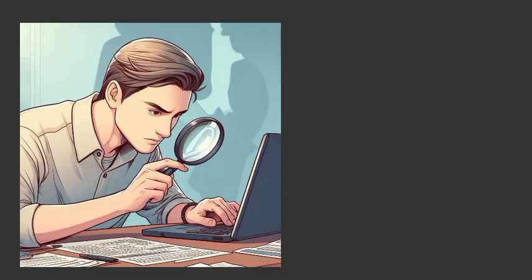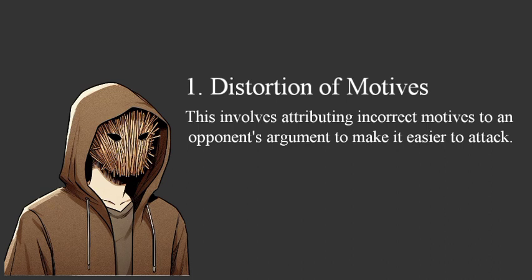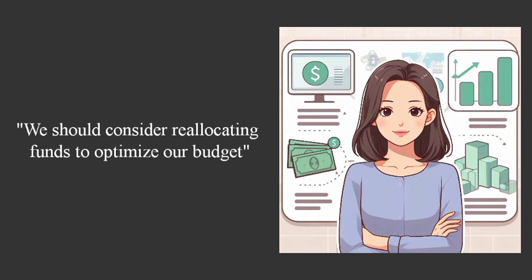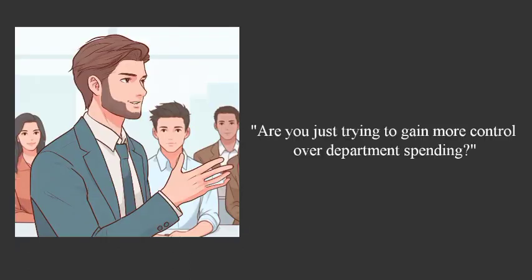Now that we've seen how the strawman fallacy operates through exaggeration, let's explore other instances where we can spot this misleading tactic in action. 1. Distortion of motives. This involves attributing incorrect motives to an opponent's argument to make it easier to attack. For instance, a finance manager suggests we should consider reallocating funds to optimize our budget. And a colleague responds with, "Are you just trying to gain more control over department spending?"